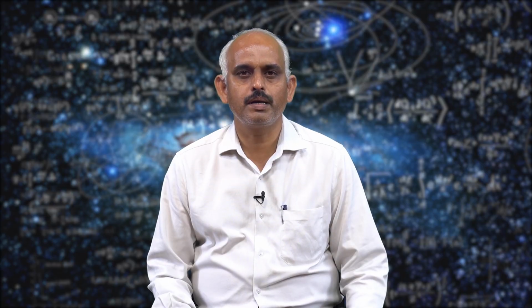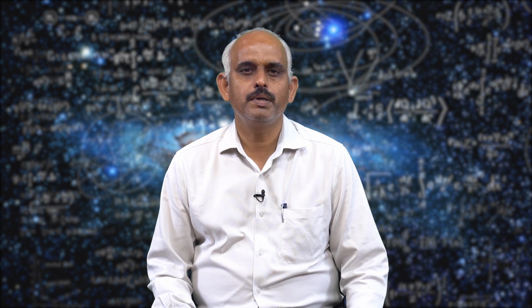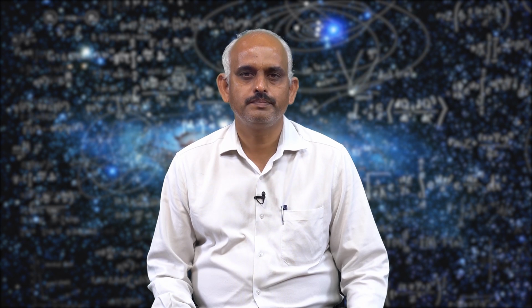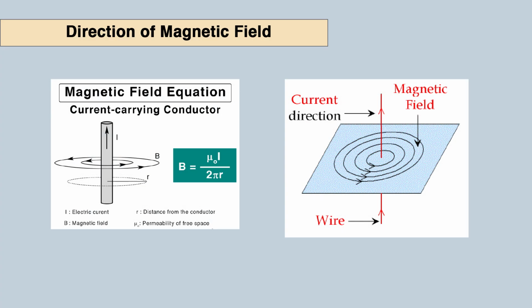When two bar magnets are brought closer, the magnetic field will be distorted. In this case, opposite poles attract and similar poles repel. Direction of the magnetic field.